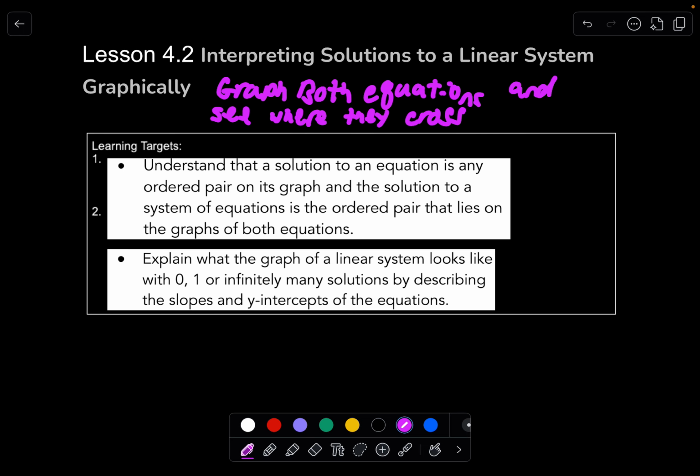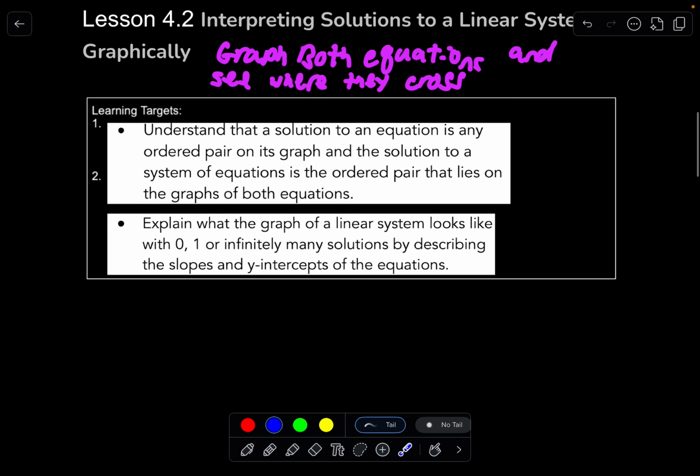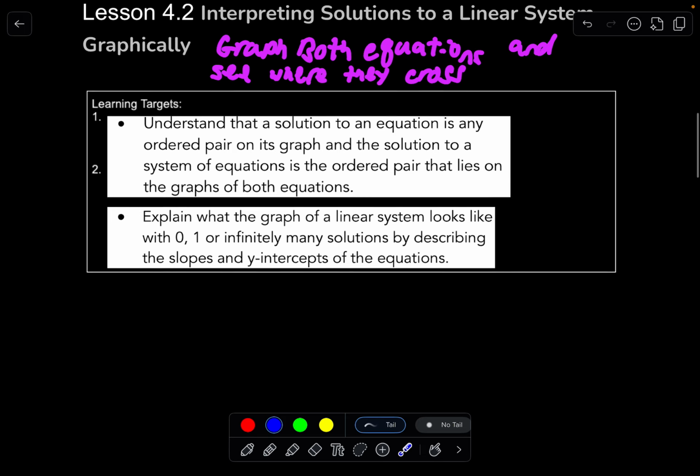All right, so we're going to understand that a solution to an equation is any ordered pair that is on its graph. That's a solution to that equation. That's why we graph them in the first place. It gives us a picture of all possible solutions to that equation. And the solution to a system of equations is the ordered pair that lies on both of the graphs, basically where the lines touch.